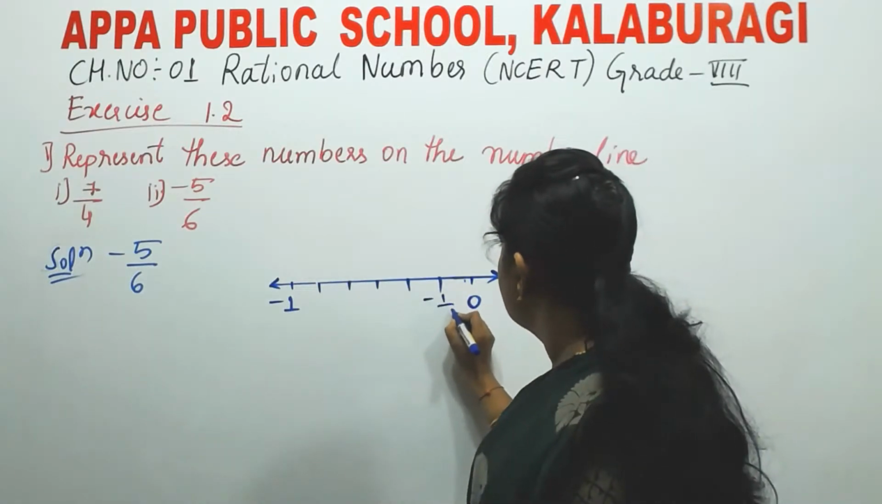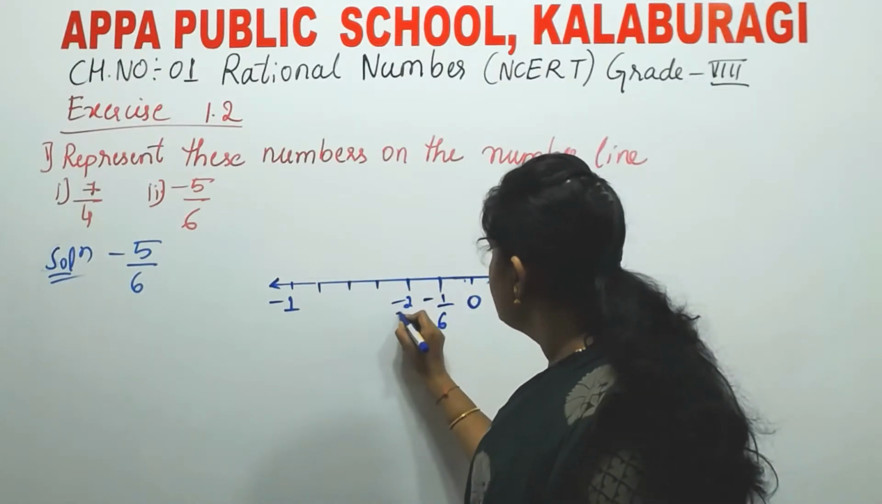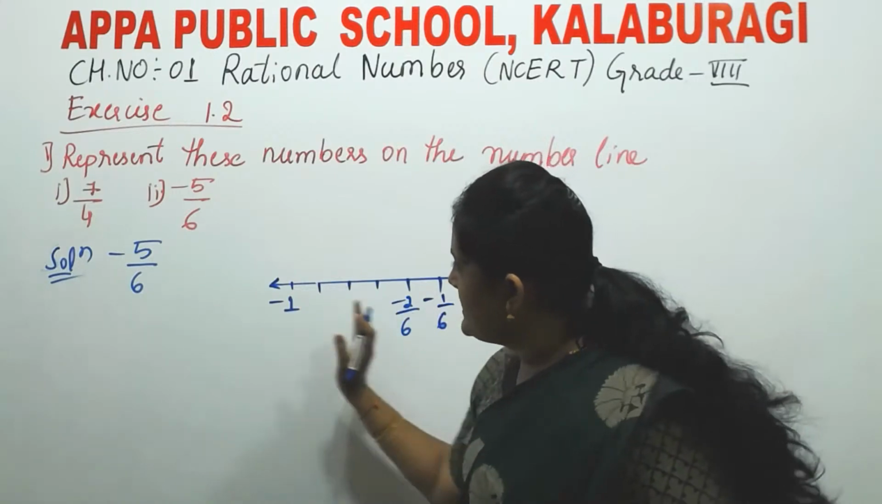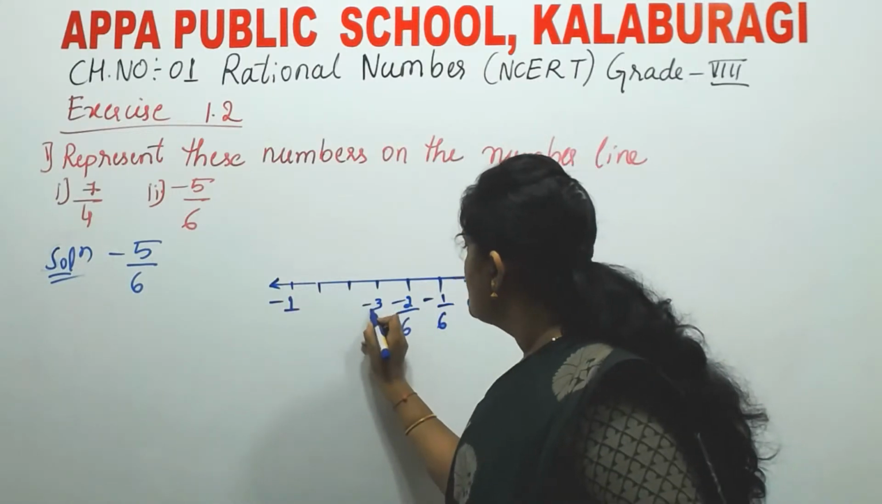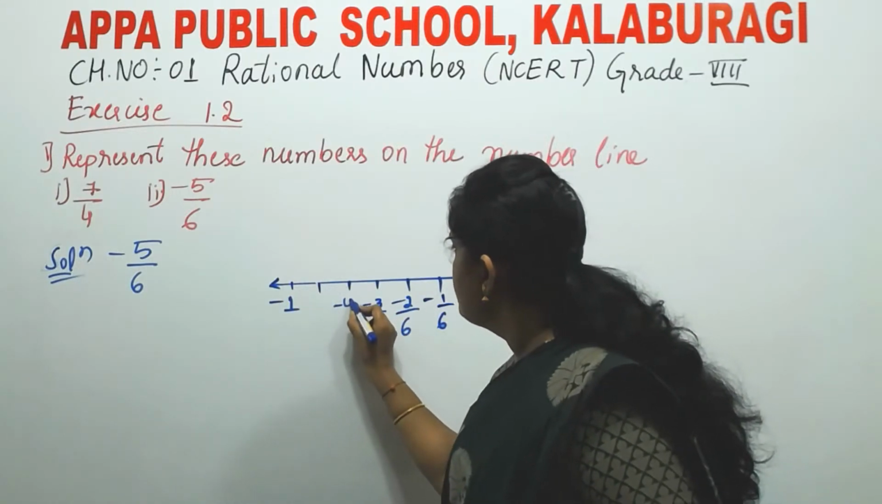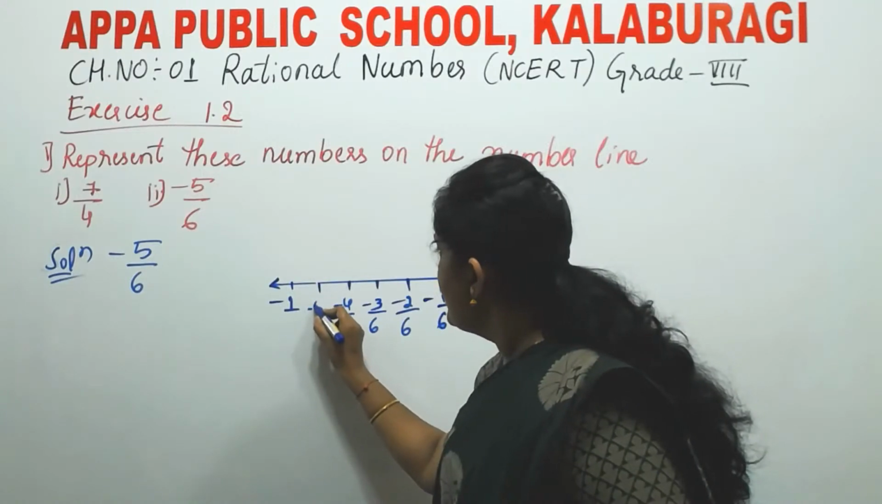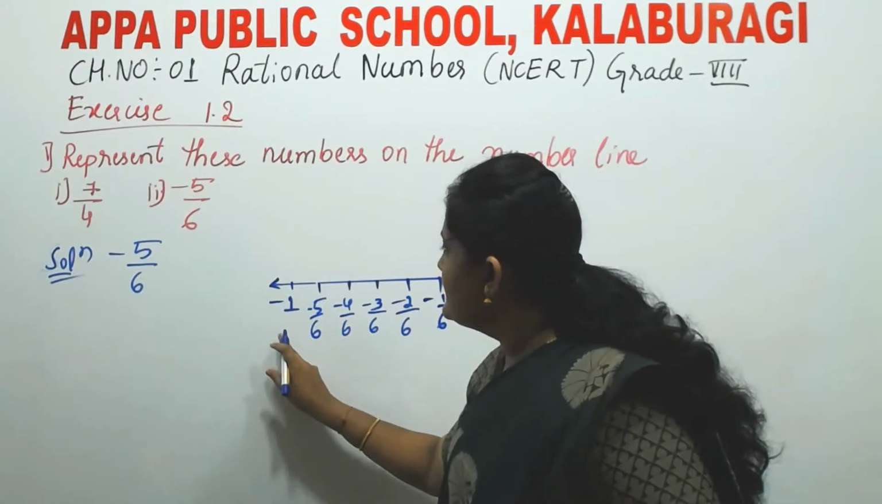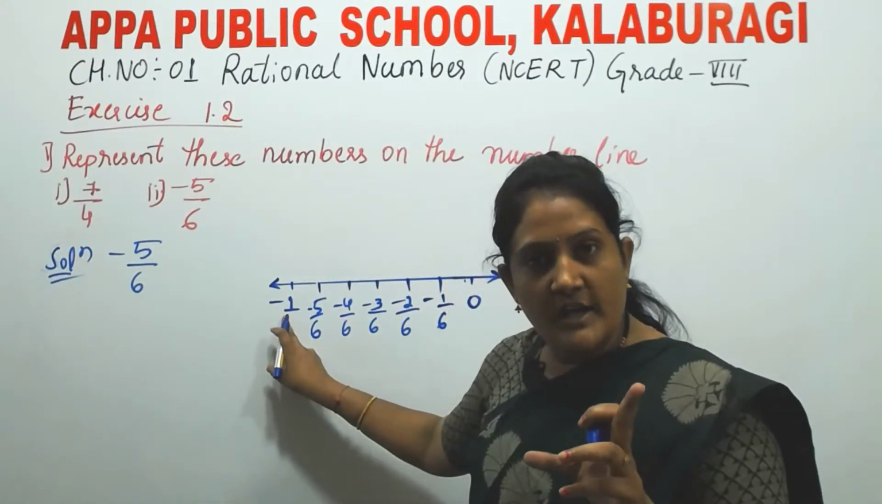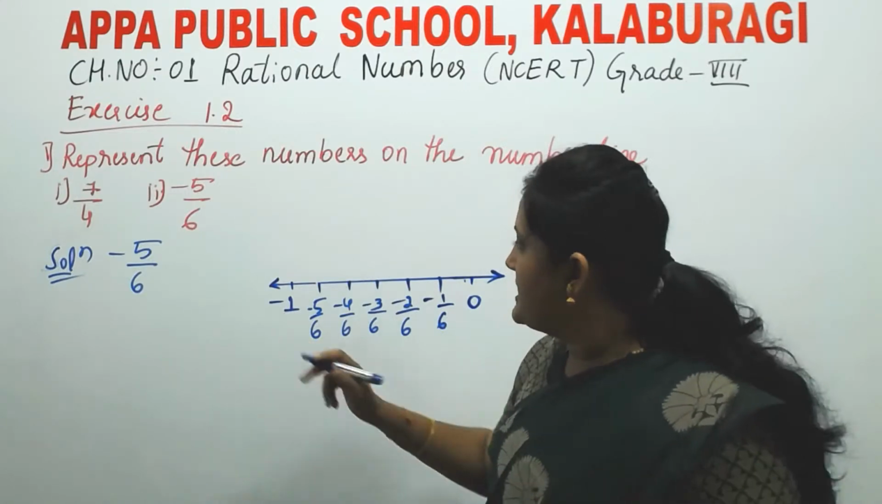Now minus 1 by 6. Minus 2 by 6. Left side we are counting, left side we are going. Now minus 3 by 6. Minus 4 by 6. Now minus 5 by 6. Then minus 6 by 6 is minus 1 only.